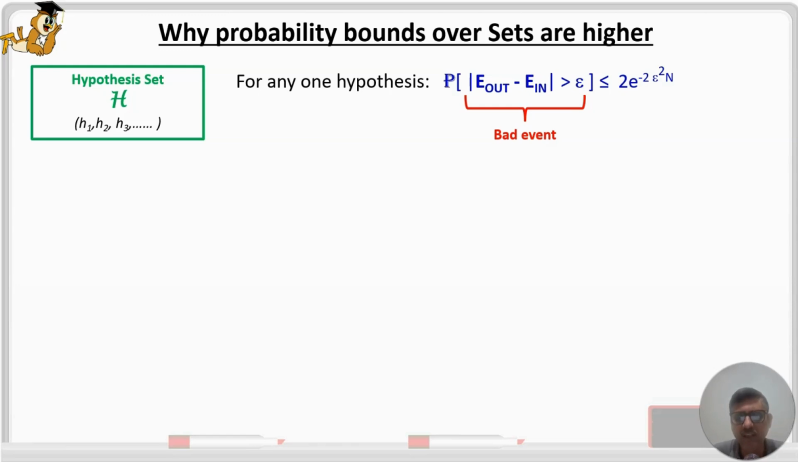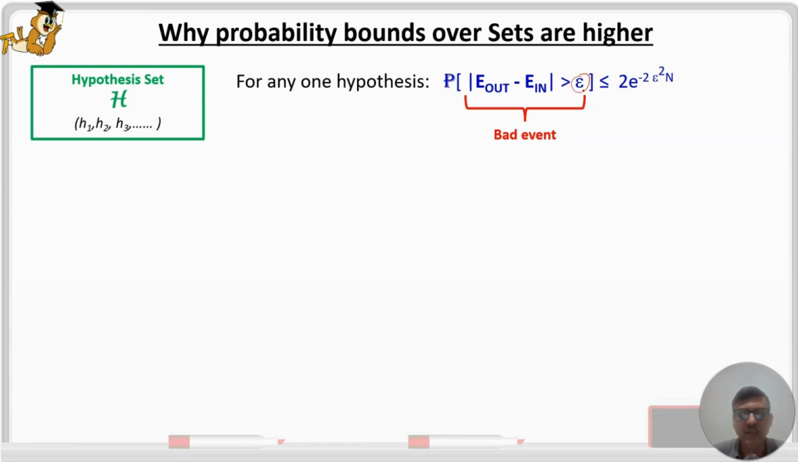If Eout differed from Ein by a vast amount, that would be bad. So if the absolute difference of Eout minus Ein was greater than your specified epsilon, you would call that a bad event. And this is actually upper bounding the probability of a bad event, and therefore this is a useful bound. So this is our bad event, Eout minus Ein, absolute value greater than epsilon, and this bad event is for a hypothesis.